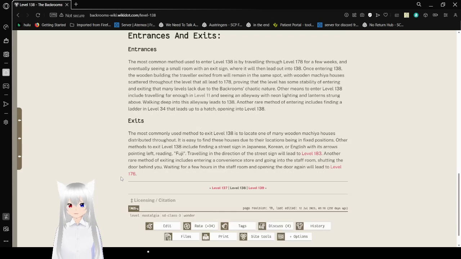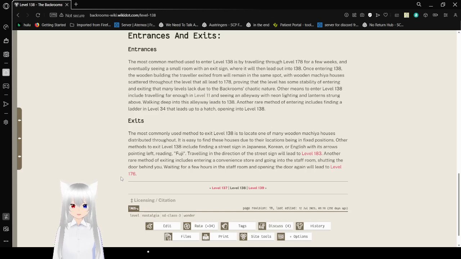Entrances and exits. Entrances. The most common method used to enter Level 138 is by traveling through Level 178 for a few weeks and eventually seeing a small room with an exit sign, where it will then lead out into 138. Once entering 138, the wooden building the traveler exited from will remain in the same spot, with wooden machiya houses scattered throughout the level that all lead to 178, proving that the level has some stability of entering and exiting that many levels lack due to the Backrooms' chaotic nature.